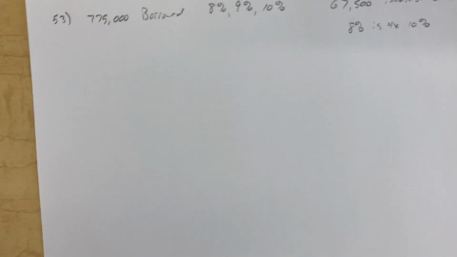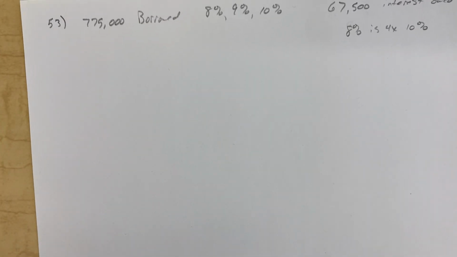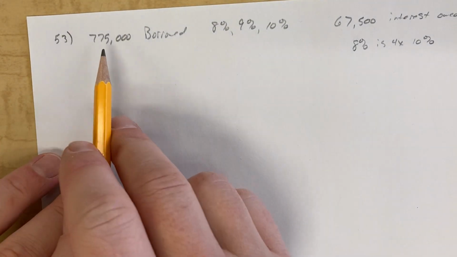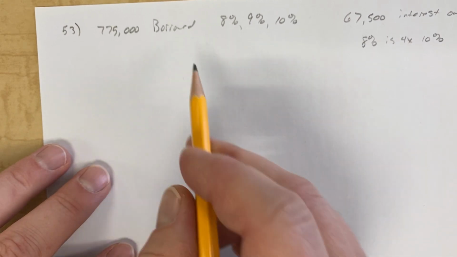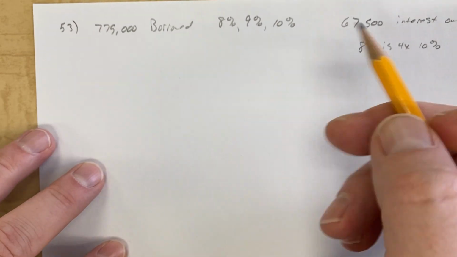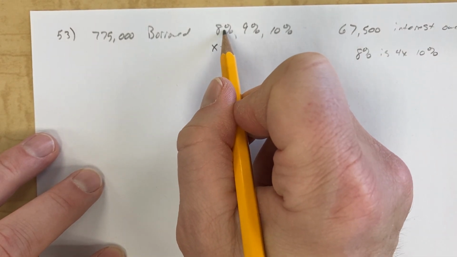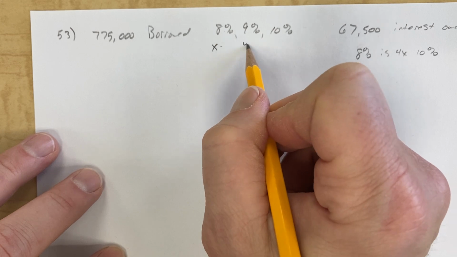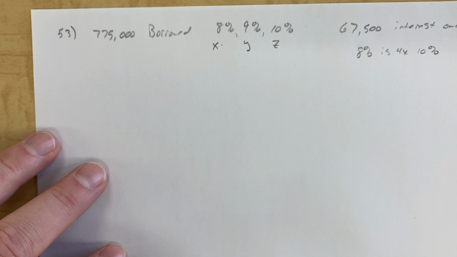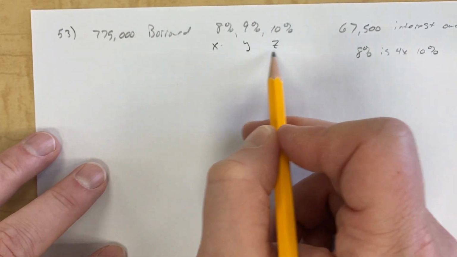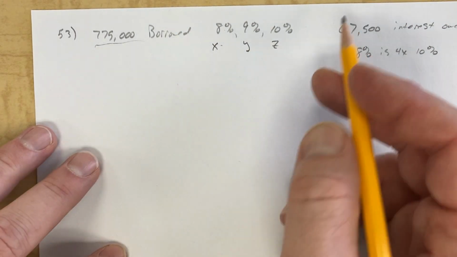All right, then the last one we had you look at is number 53, dealing with 3 different types of loans that came off of a total of $775,000 borrowed. One thing we're going to do is make sure we know what our variables represent. So we're going to let X be the amount of money that came from the 8% loan, Y will be the amount of money that came from the 9% loan, and Z will be the amount of money that came from the 10% loan. So these are actual amounts of money, just to help us keep this straight. And the total amount of money that we borrowed was $775,000.